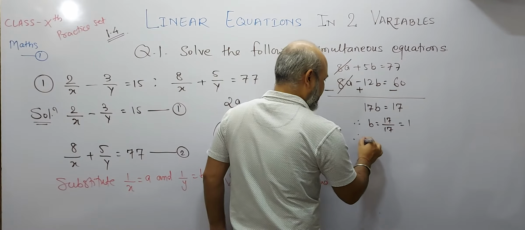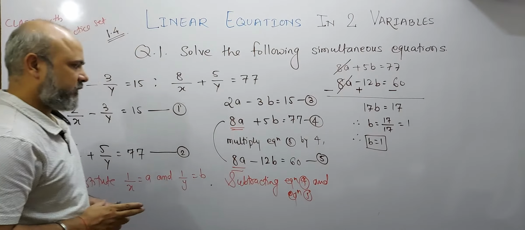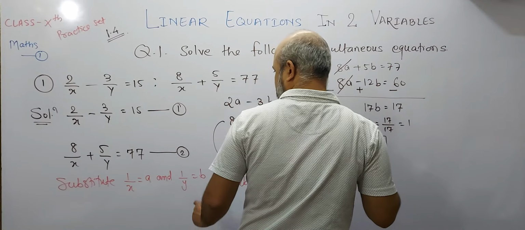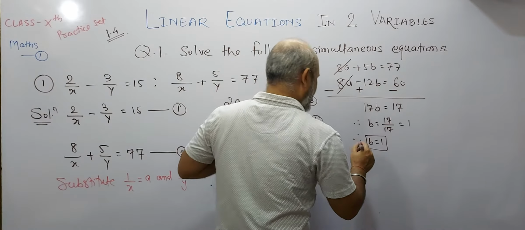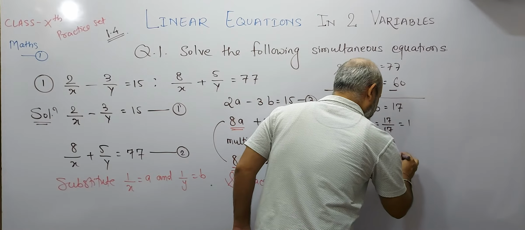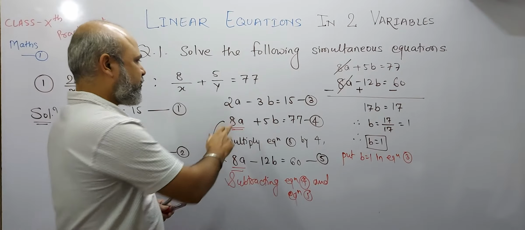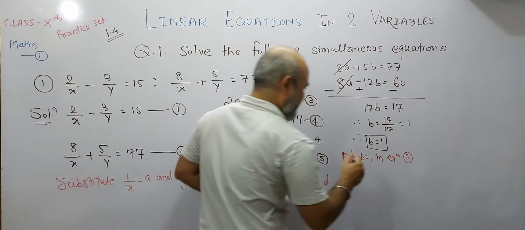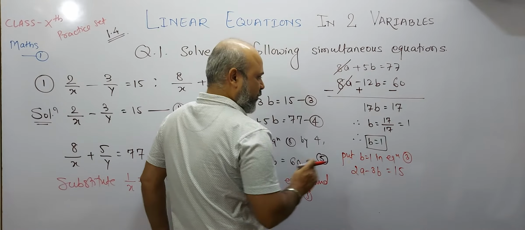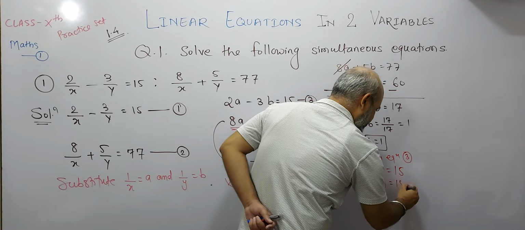So here you are getting value of b is equal to 1. Clear? Now you will put this value of b in equation 3. So what is equation 3? So put b is equal to 1 in equation 3. Equation 3 is 2a minus 3b is equal to 15. Now b is 1. So this will be what? 2a minus 3 times 1. This is equal to 15.